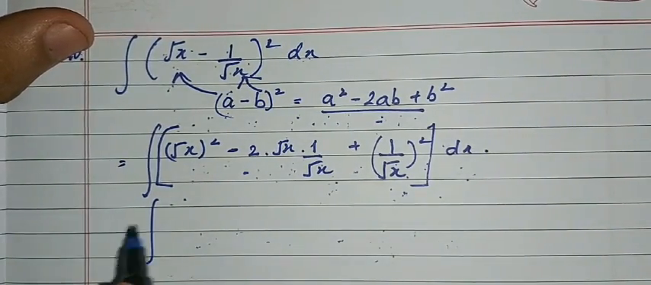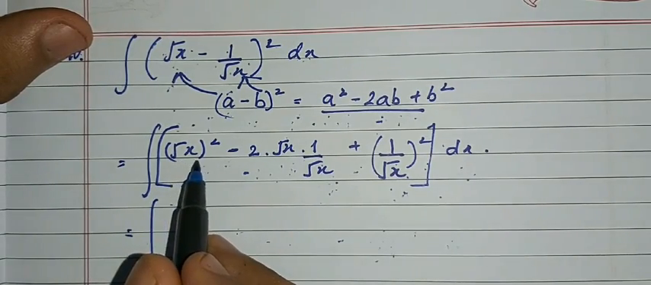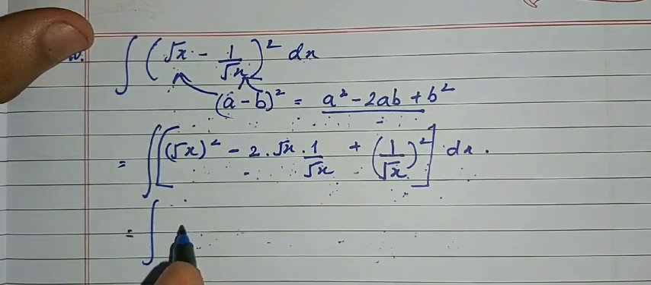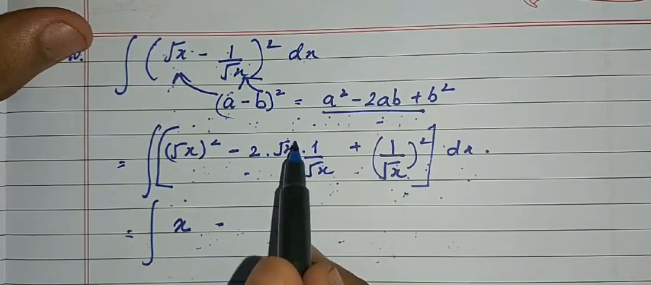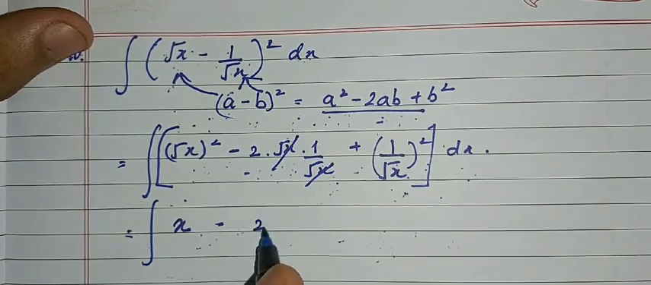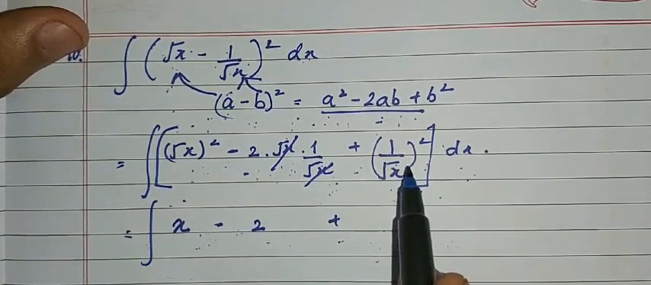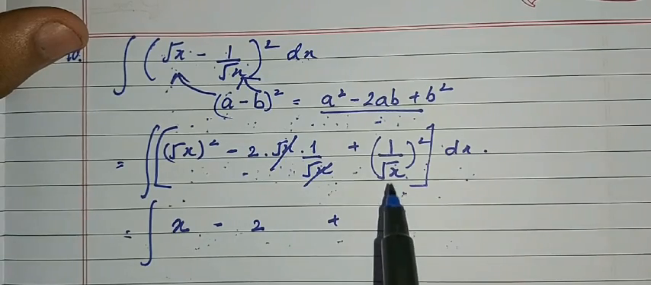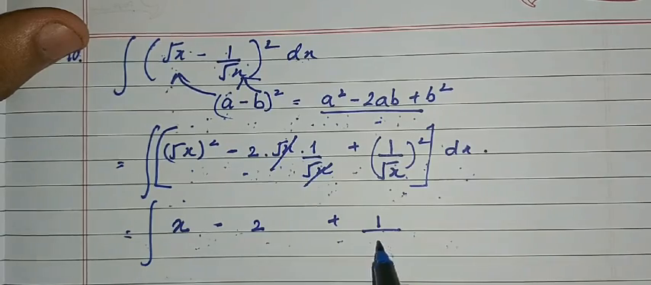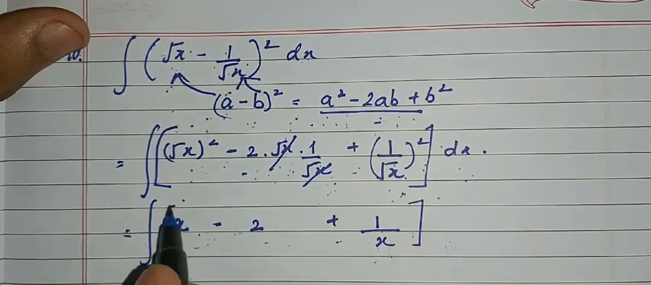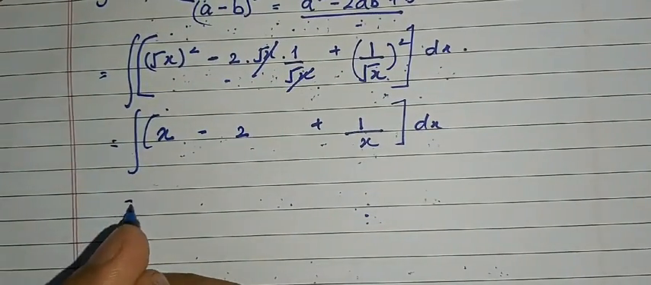Now let us find out (root x) the whole square. Root x into root x will be x, minus, here this root x and this root x will get cancelled off, so 2, then (1 by root x) the whole square will be 1 square by root x square. 1 square is 1 itself, root x square will be x, dx. Now there are pluses and minuses in between, so we can split them.